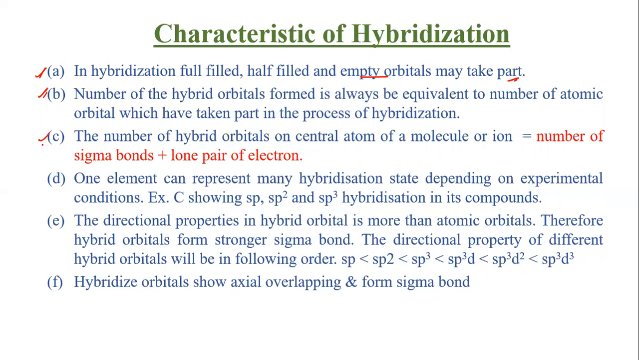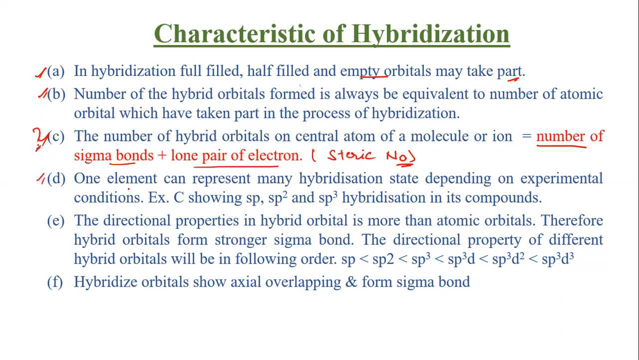Now, in order to calculate the total number of hybridized orbitals which are going to be formed, the total number of hybrid orbitals on the central atom of a molecule or an ion will be equal to the number of sigma bonds plus lone pairs, which is known as the steric number. We will discuss this steric number in detail after a while, so for now I'm just moving on.